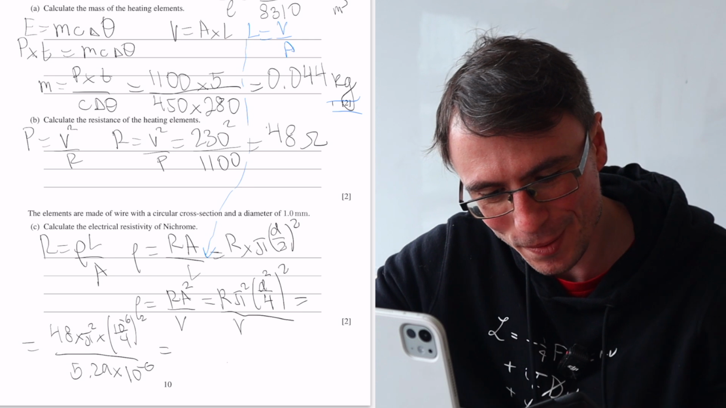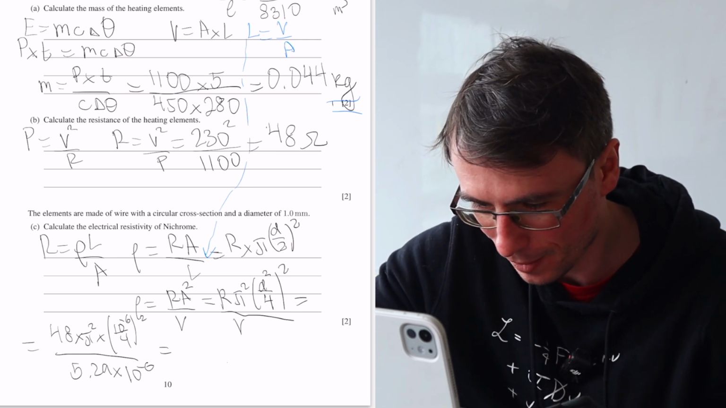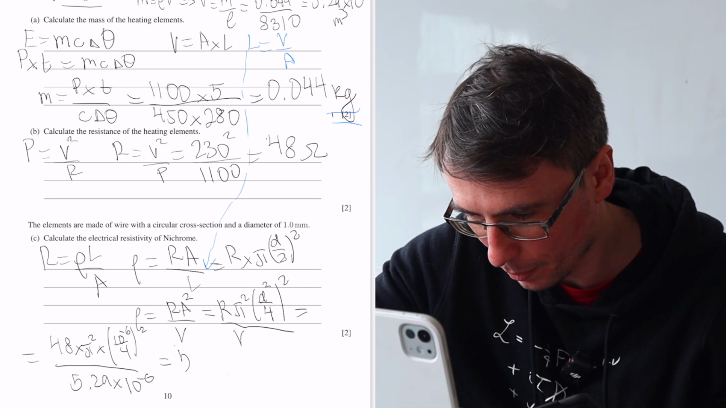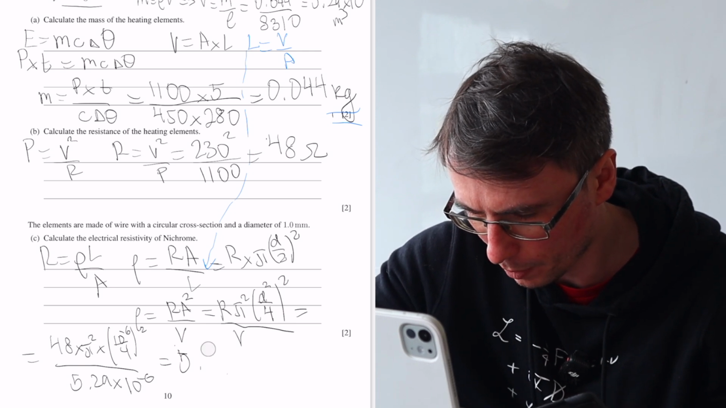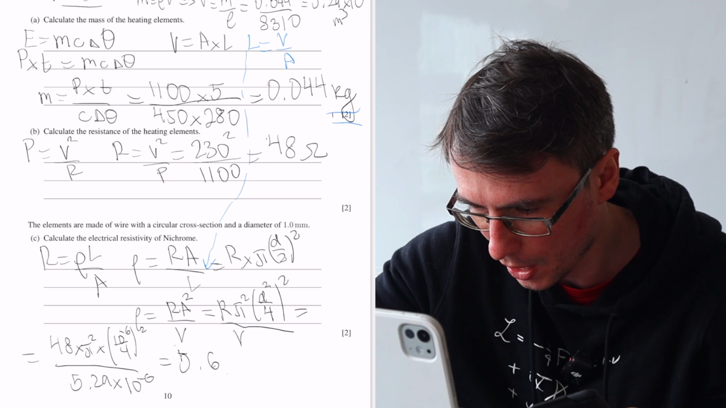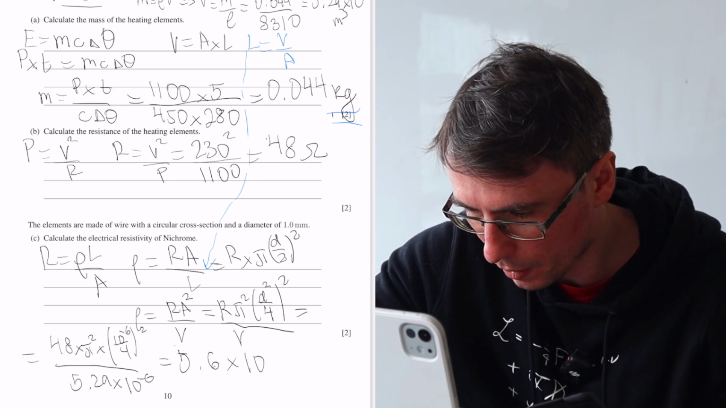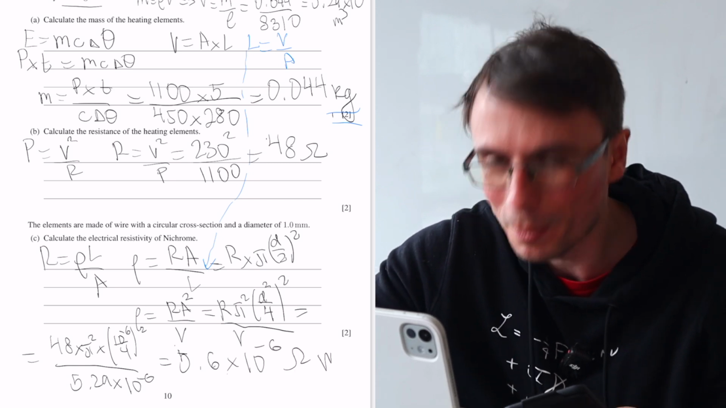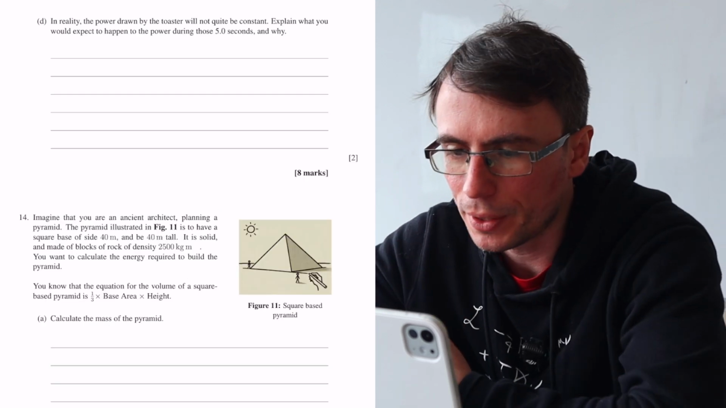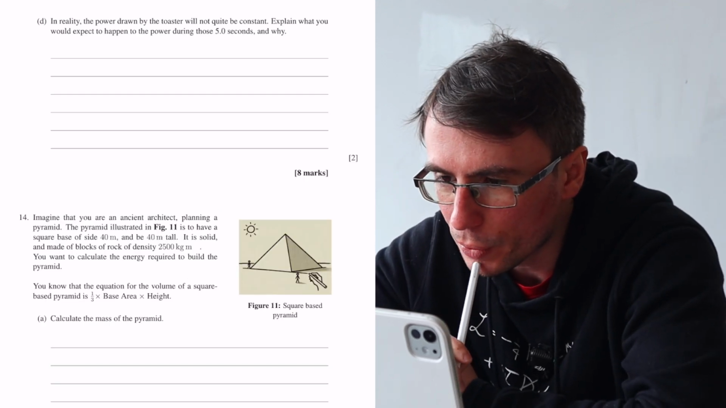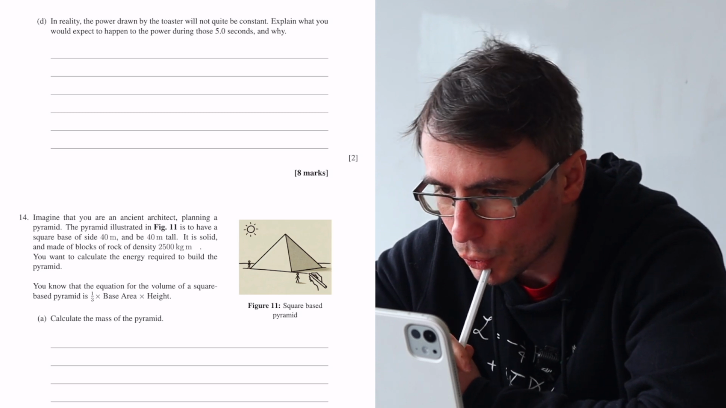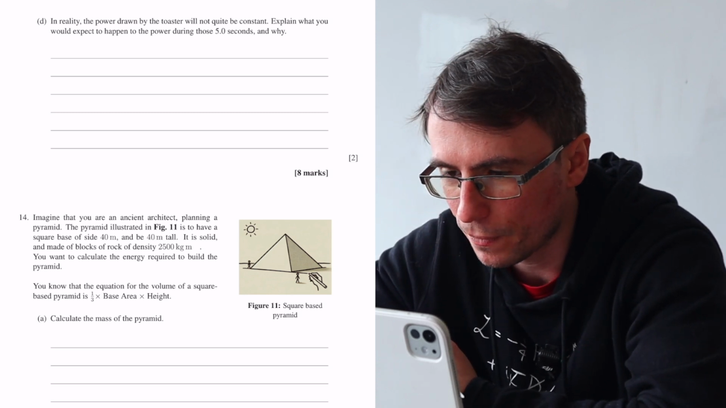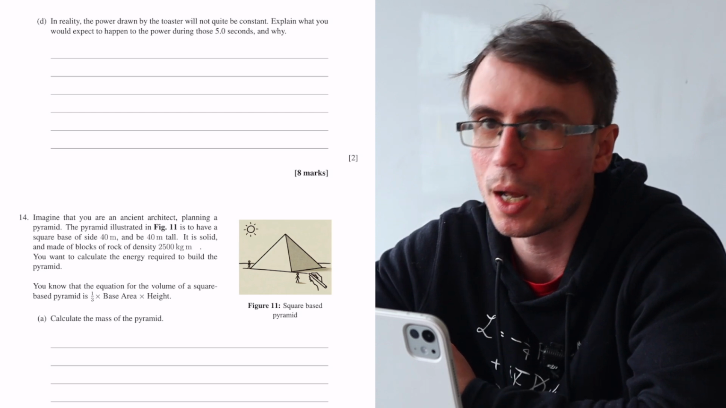Okay, and this here will end up giving me around 5.597, let's just call it 5.6 times 10 to the power of minus 6 ohm meters. Okay, part D. In reality, the power drawn by the toaster will not quite be constant. Explain what you would expect to happen to the power during those 5 seconds and why.